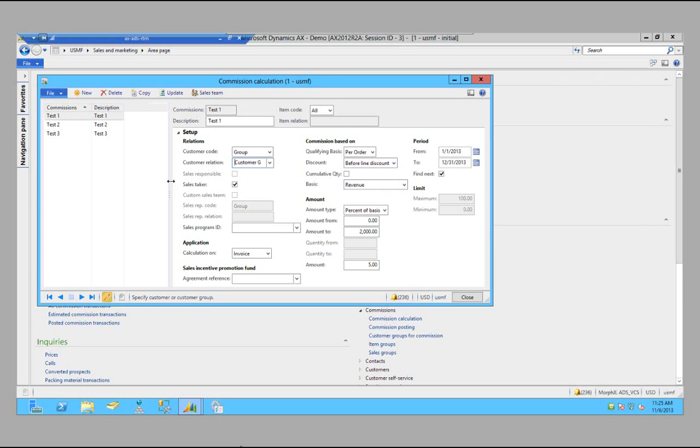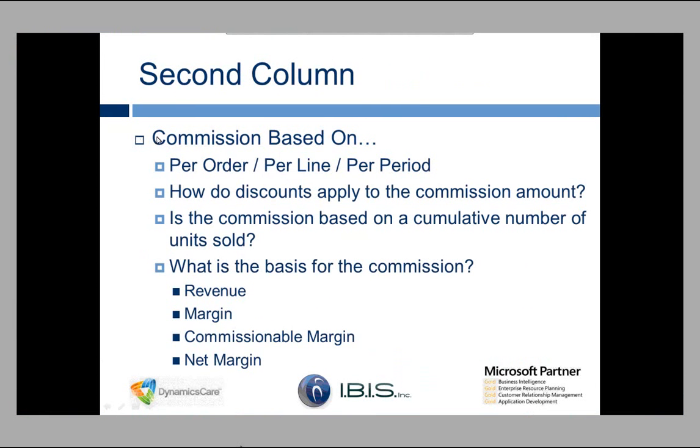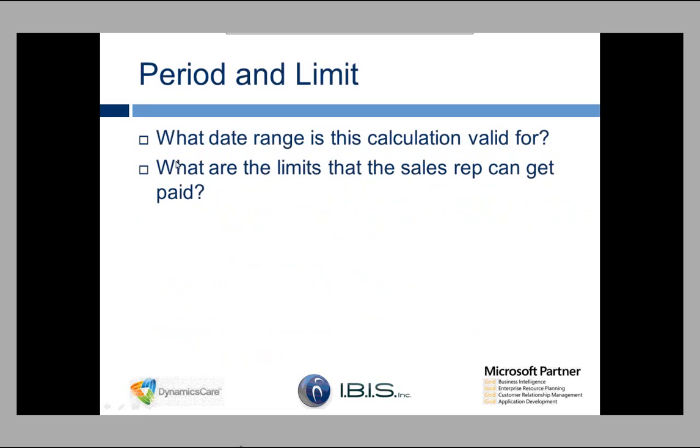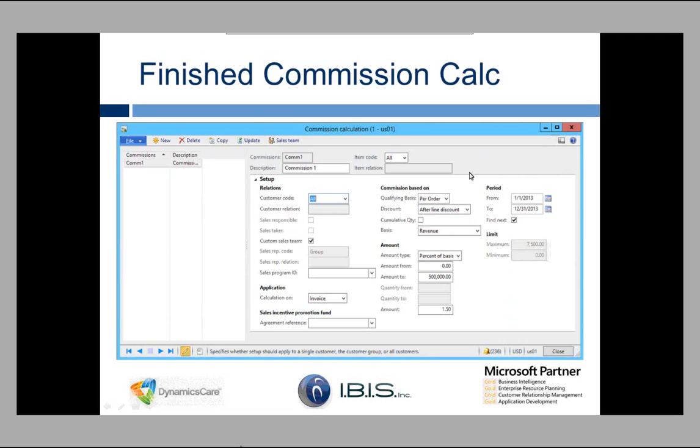So go back to my PowerPoint here. So we talked about the commission calculation. So how do we handle the commission on a per order, per line, or per period basis, discounts, units sold, the basis for the commission, the to and from values on the quantities and the amounts. You can set up a tier, and then the date, period, and any credit or limits to the order. The custom sales team, if you have a specific sales team for a commission calculation, and then generally this is an example of what a finished commission calculation would look like.